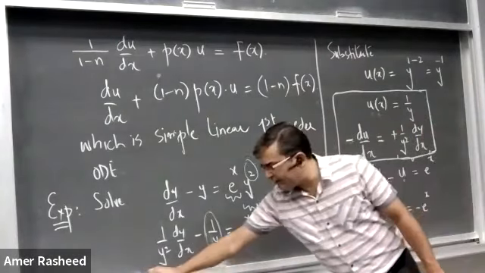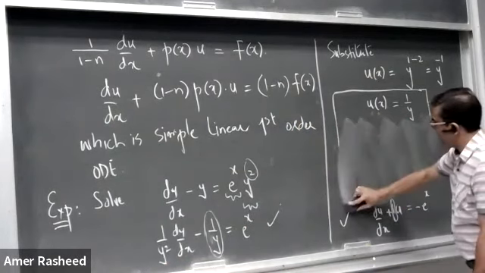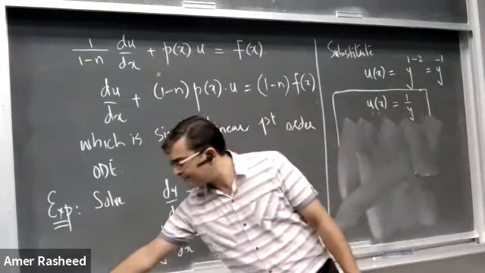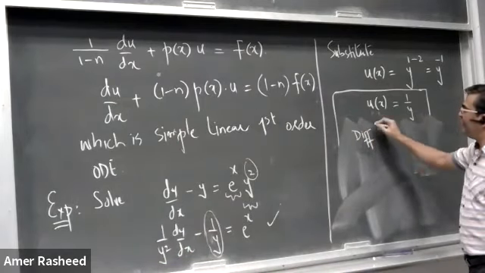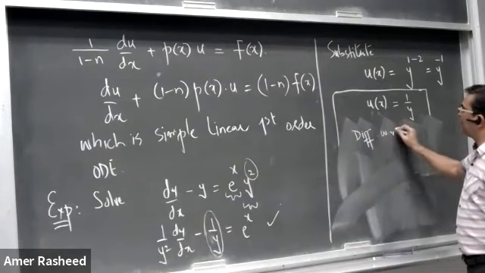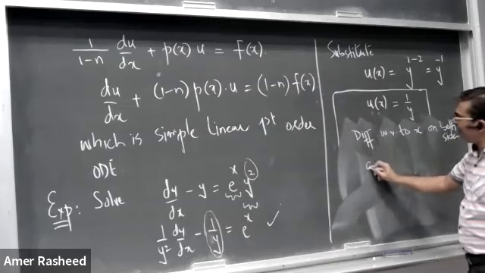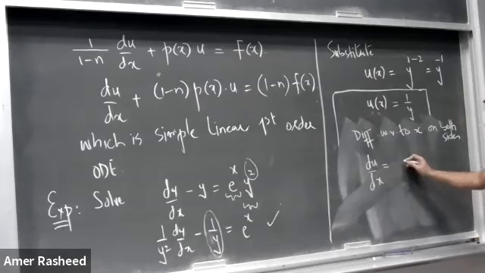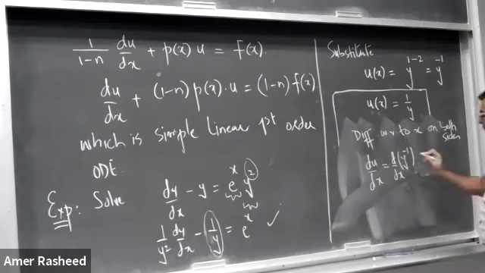While taking the derivative here, let me do it again for you so that you can understand it. Again, we differentiate with respect to x on both sides. On the left hand side, du by dx comes. Here y to the power -1, you have to take its derivative with respect to x.